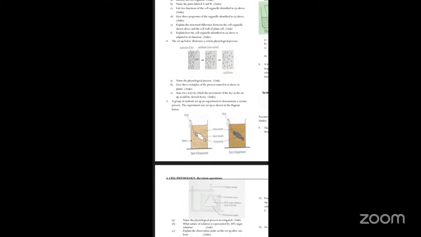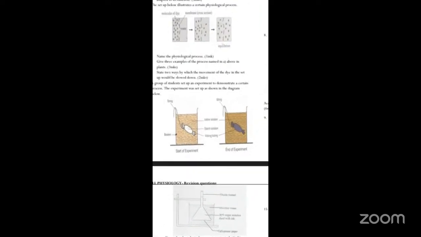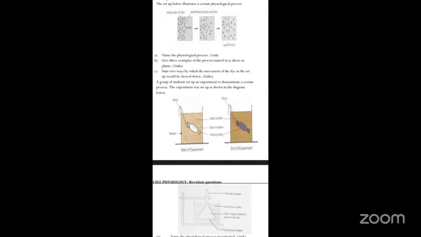A group of students set up an experiment to demonstrate a certain process. The experiment was set up as shown in the diagram below. Now I want you to be very keen with this question because this question can be set up in diffusion and also we can have a similar setup in osmosis. The only difference is the contents of what is inside the beaker and inside the whisking tubing.